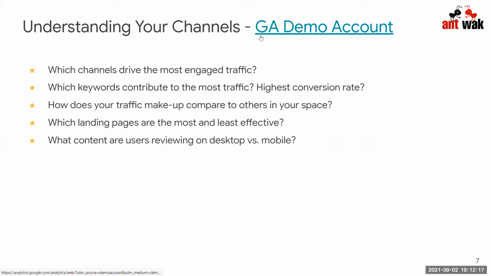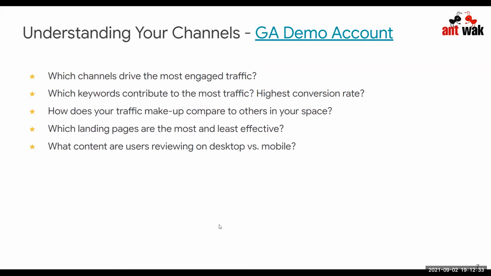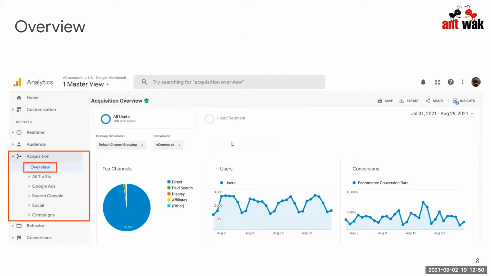So these are the different questions that an acquisition report in GA can help us in answering: which channel drives the most engaged traffic, which keyword contributes to the most traffic, what is driving high conversion rate, how does your traffic split look, how much of the traffic is coming from email versus social versus search, let's say, versus display, which landing pages are the most and least effective in terms of people landing on them directly, and what content are users viewing on desktop versus mobile, because across all these reports, you can also have a split across devices. So if you move on to the next slide.